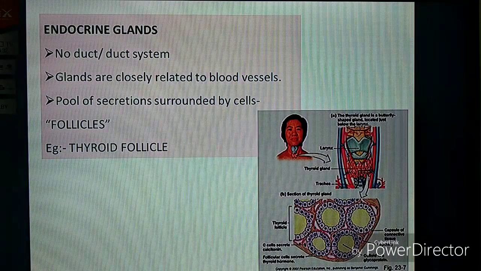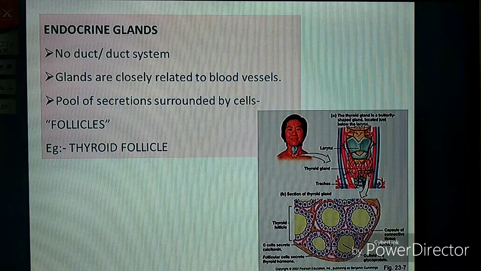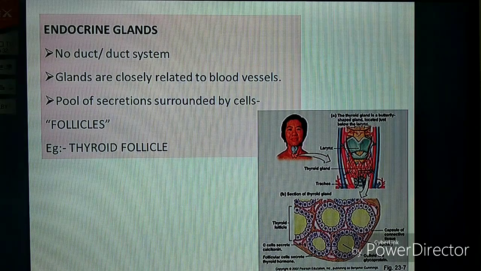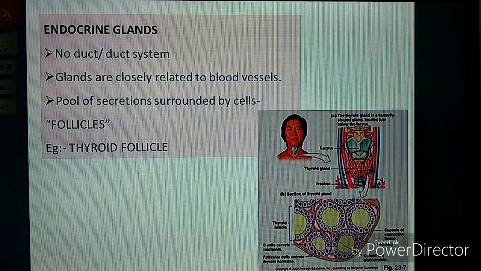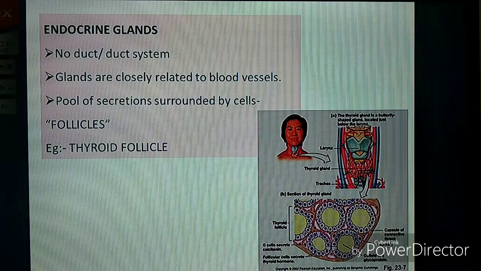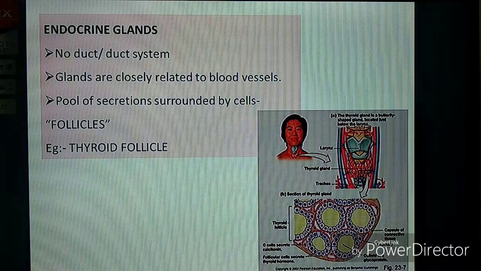Next, the endocrine glands. A few details about the endocrine glands. Already we have discussed that the endocrine glands are ductless glands, but their secretion is directly poured into the blood because mostly this endocrine tissue is surrounded by a very good network of capillaries. Blood vessels surround it so that the hormones secreted from the endocrine glands are directly liberated into the blood circulation. And further, through the circulating blood, it will reach the target tissue where its receptors are present. Example, we have the thyroid gland.